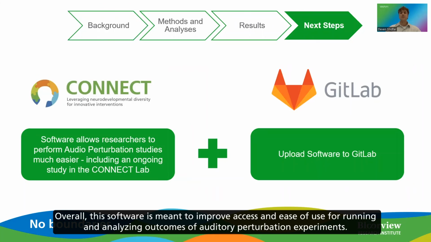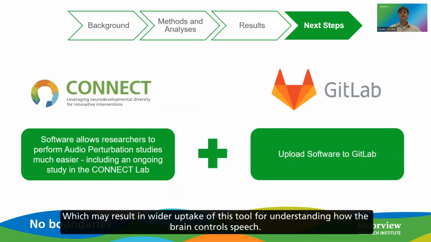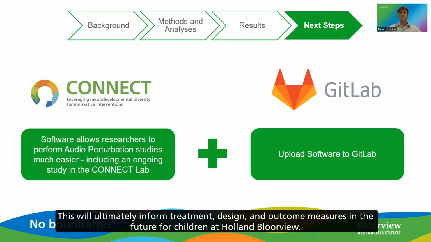Overall, this software is meant to improve access and ease of use for running and analyzing outcomes of auditory perturbation experiments, which may result in wider uptake of this tool for understanding how the brain controls speech. This will ultimately inform treatment design and outcome measures in the future for children at Home Bloorview.